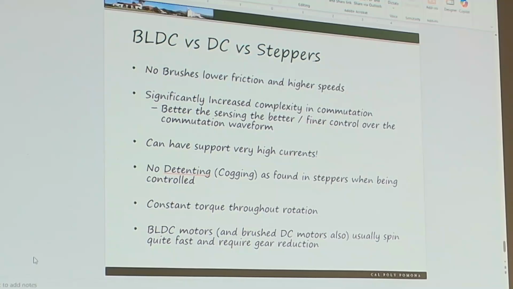BLDCs and DCs are going to go fast. They are high omega motors. DC motors, if you've seen them with no gear, it's 10,000, it's 50,000 RPMs, right? There's no torque, so you got to torque that thing or gear that down. Almost every DC motor you have has a gear reduction.